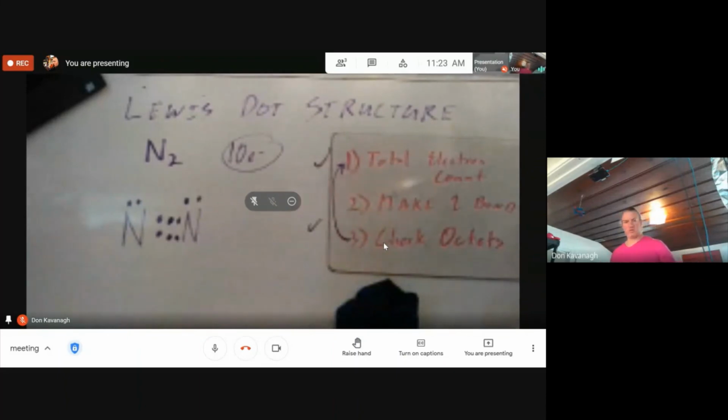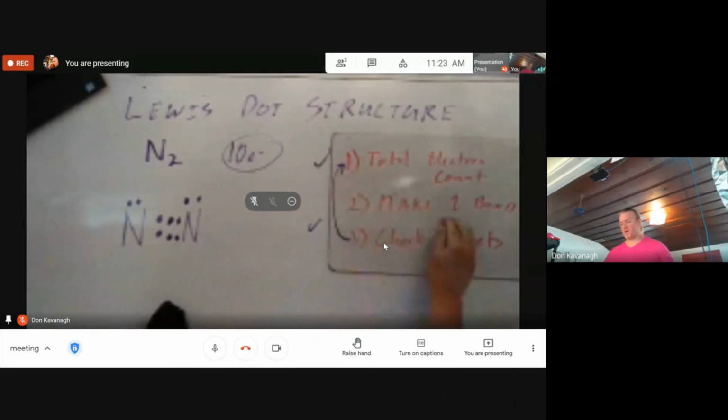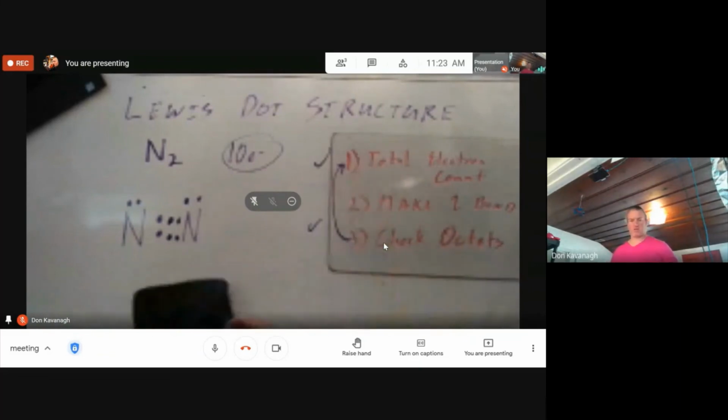Students who have trouble with Lewis dot structures or new learners, they seem to try to skip steps or make multiple bonds at a time. When you're first learning with these, just follow them slowly. It's not a race. Thank you.